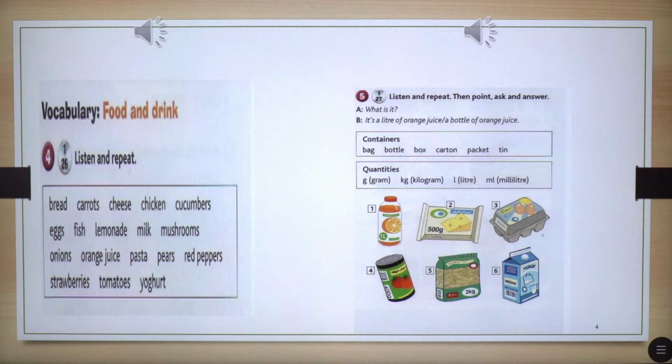Student's Book, page 18. Exercise 4. Listen and repeat.